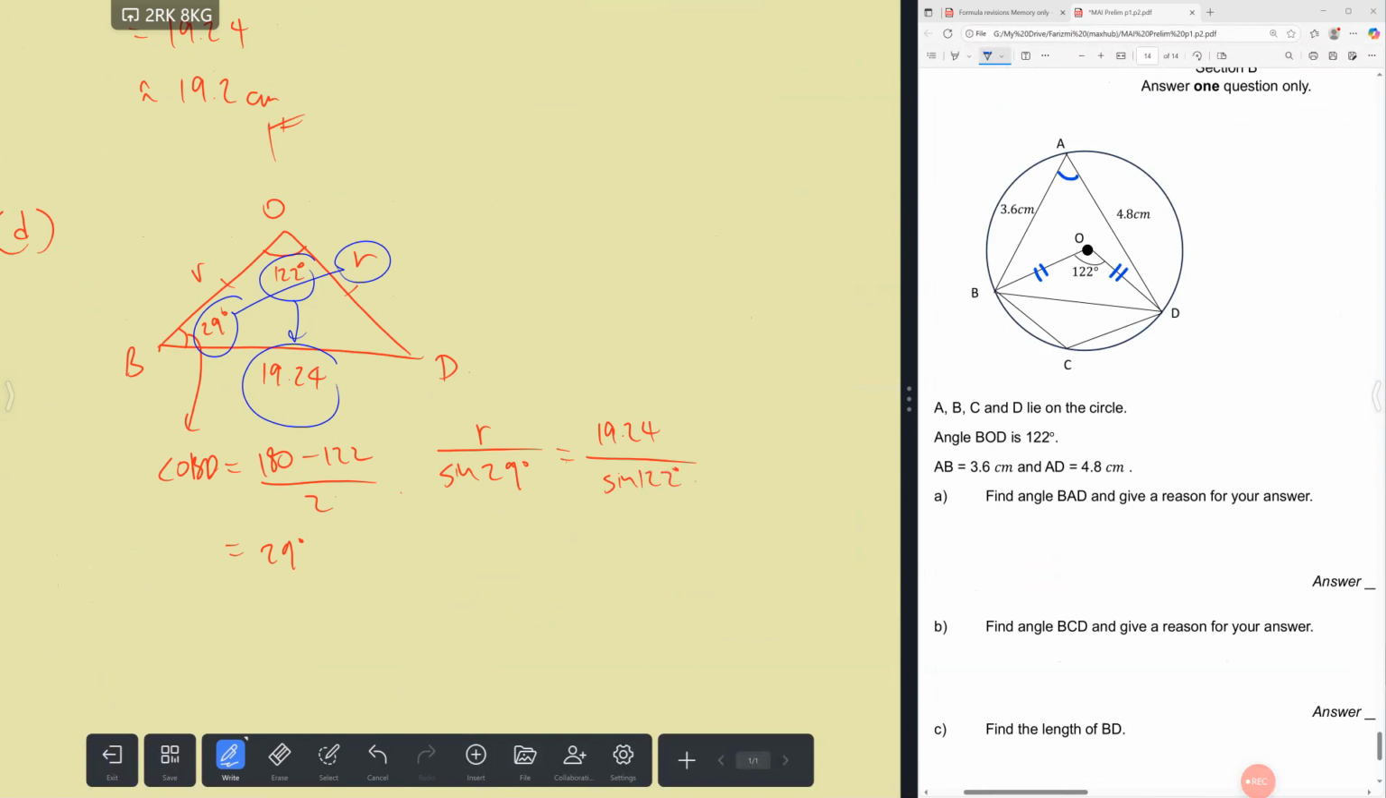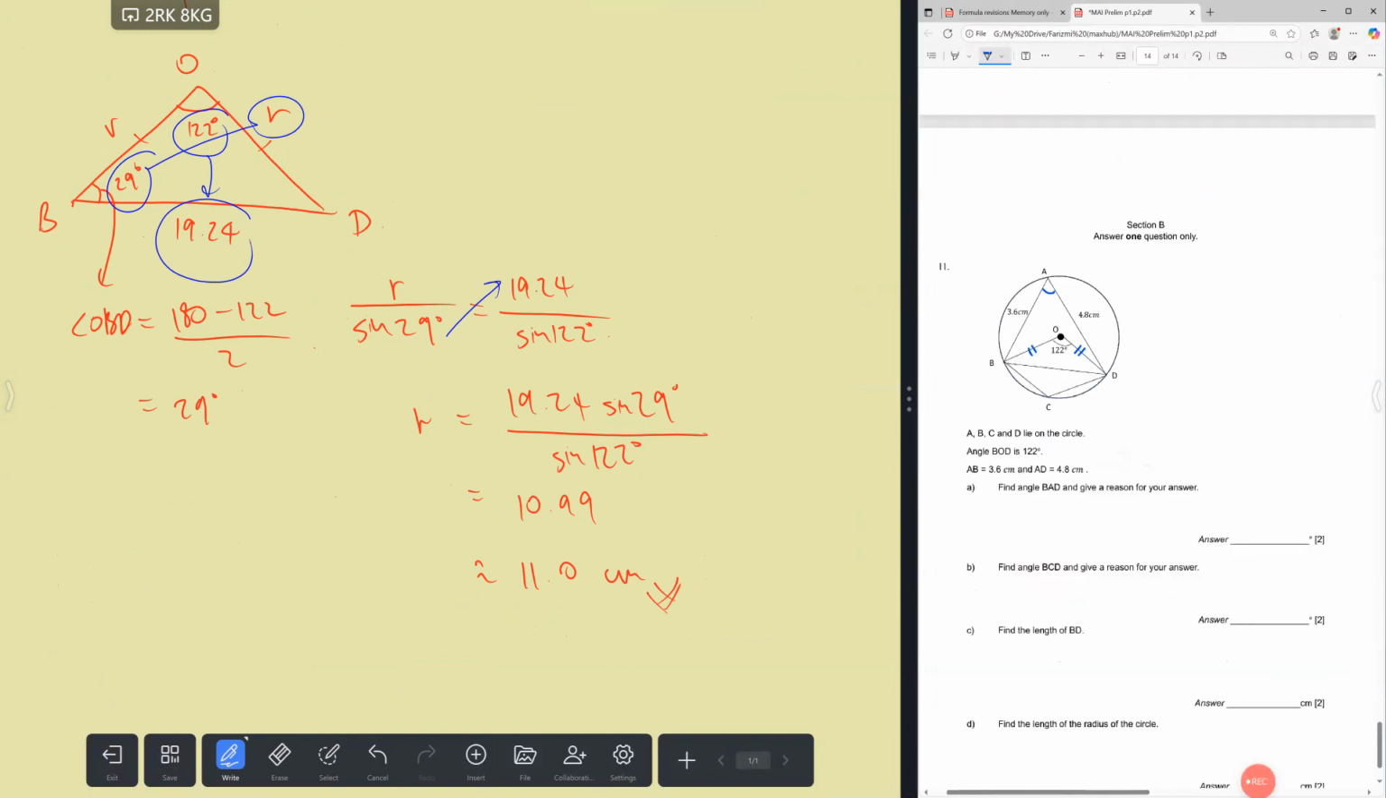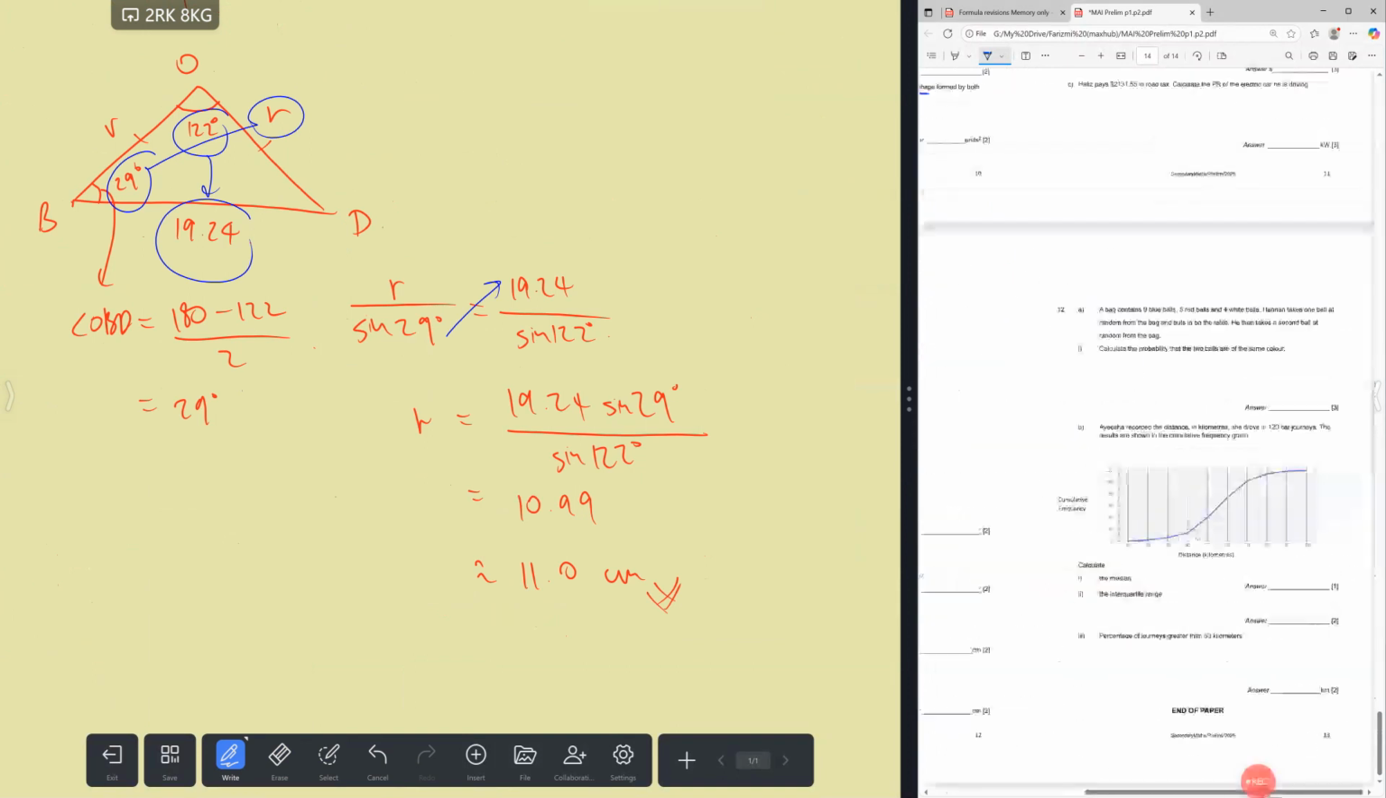And if you recall why we do this, it's because we can cross multiply very quickly. 19.24 sine 29 all over sine 122. Just do that. 19.24 sine 29 degrees divided by sine 122, and you get 10.999. 10.99 rounded off to 11.0 cm. Keep in mind you have to have 3 SF, so 11.0. The 0 at the back is a significant figure.